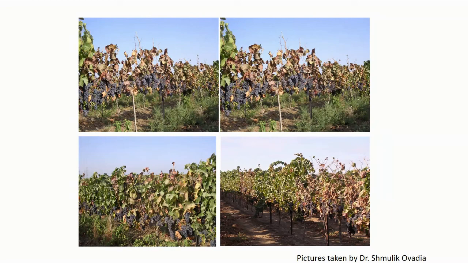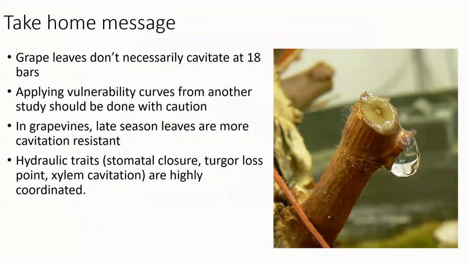And my point is, I'm not trying to imply that cavitation would never happen in a vineyard. I'm saying that it doesn't happen under normal conditions, not even at the end of the season, not even if your water potential is low. And this is the take-home message. Even if you see water potential that is at 18 bars, it doesn't necessarily mean that there is cavitation, despite the fact that a lot of vulnerability curves would suggest that 18 bars should result in cavitation. And in general, to take a vulnerability curve that someone else did under different conditions and apply it to your study, I'm not sure it's the right thing to do. If you do it, you should do it with caution because it might lead to very wrong conclusions.